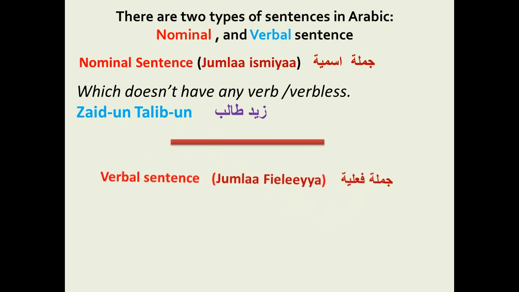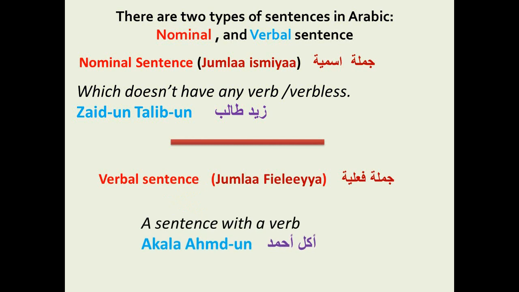The second type is verbal sentence or جملة فعلية. So here it is the opposite of the previous one, a sentence with a verb. Here we have أكل أحمد. Ahmed ate. Of course, here we have the verb أكل. That's why we call this type verbal sentence.